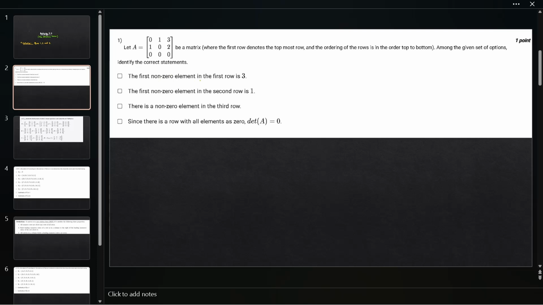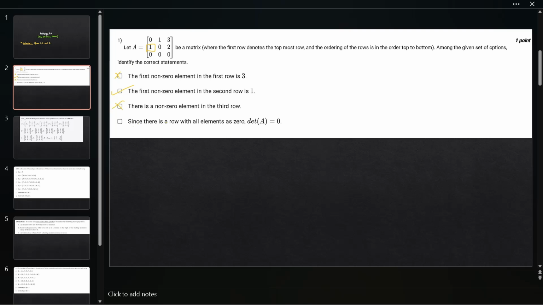The first non-zero element in the first row is 3. So it is wrong. We can see the first non-zero element here is 1. The first non-zero element in the second row is 1. So yes, here we can see the first non-zero element in the second row is 1. There is a non-zero element in the third row. So no, there is no non-zero element in the third row.